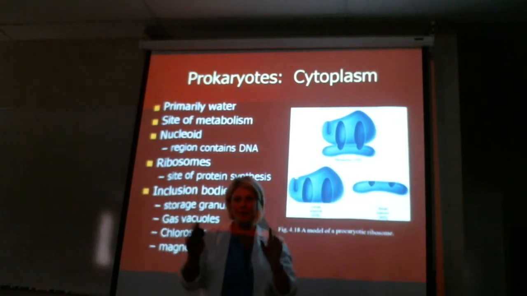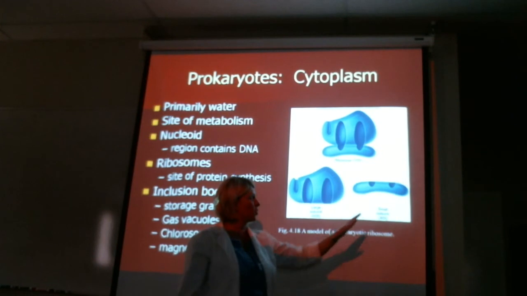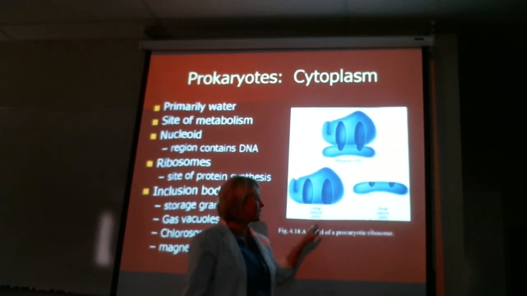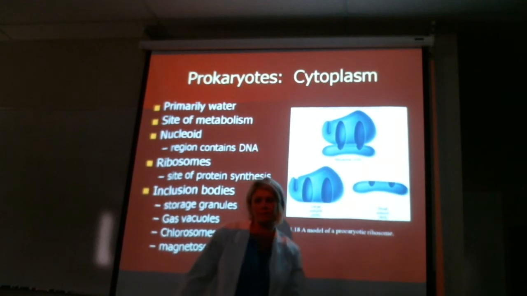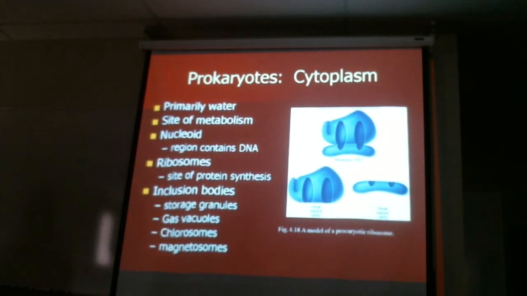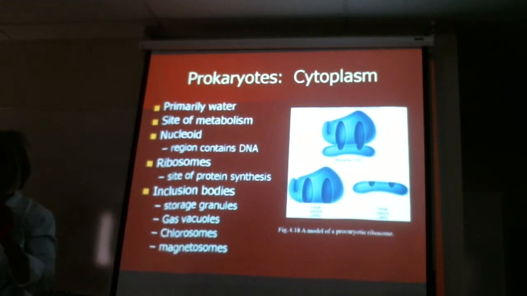Prokaryotic numbers are 70, 50, 30. Eukaryotic numbers 80, 60, 40. I couldn't remember if I just said pro or eu, but when I changed it, I repeated myself, so I had to clarify. So prokaryote 70, 50, 30. Eukaryote 80, 60, 40.